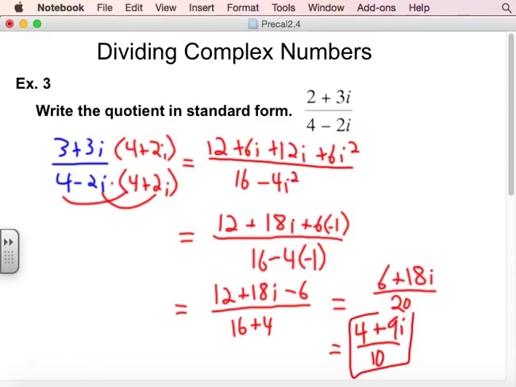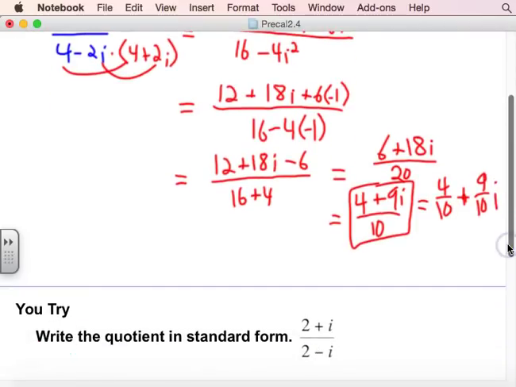All right. So you say, well, you said everything can be written as a complex number. Yes, so what we're going to do is rewrite this as 4 over 10 plus 9 over 10 i. So there's our a plus bi. 4 over 10 is a, and 9 over 10 is b. Of course, the 4 over 10 will reduce, so we write 2/5 plus 9 over 10 i.